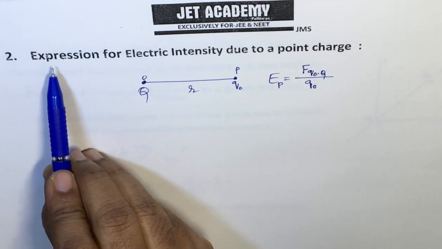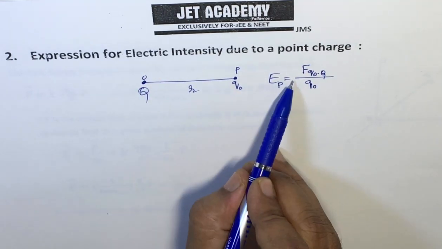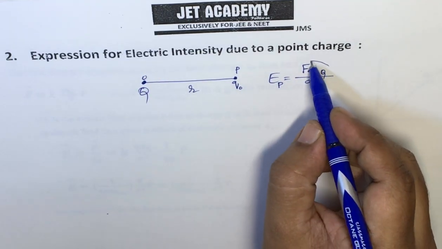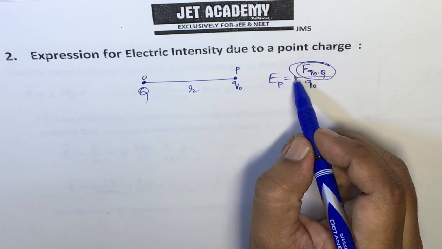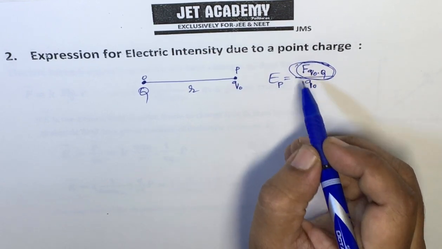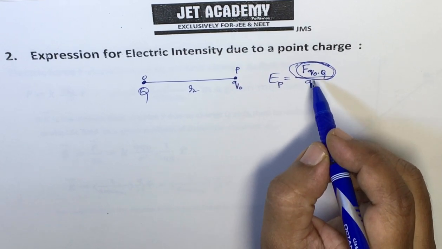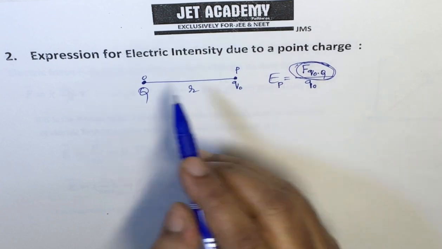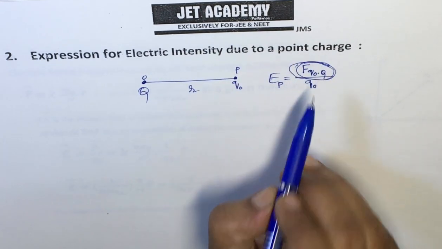Now specifically we have to derive the expression. We use the word Coulombic force, but we have not yet substituted its value, because we know how to calculate the Coulombic force. If you substitute this value in this equation, we are going to get the expression for electric intensity due to a point charge. Very simple.